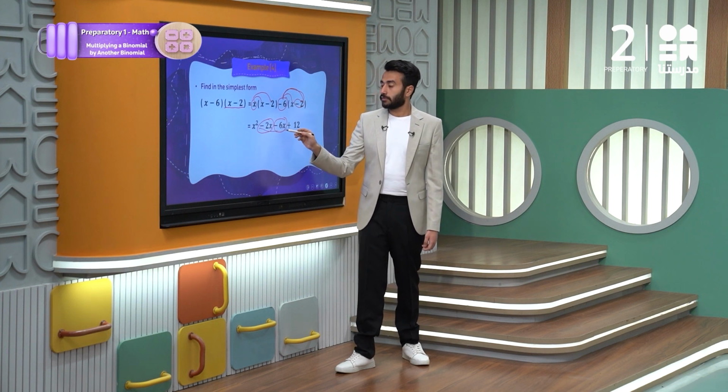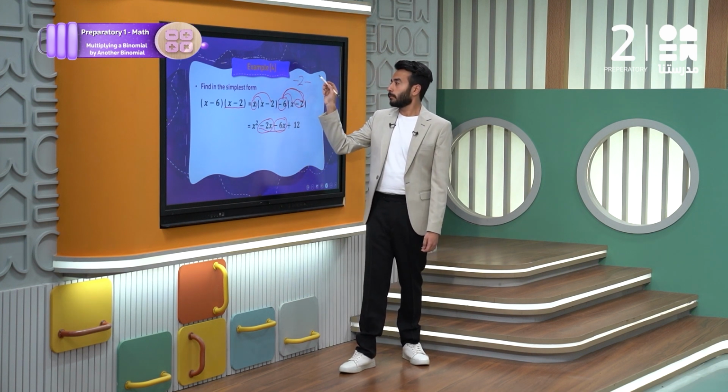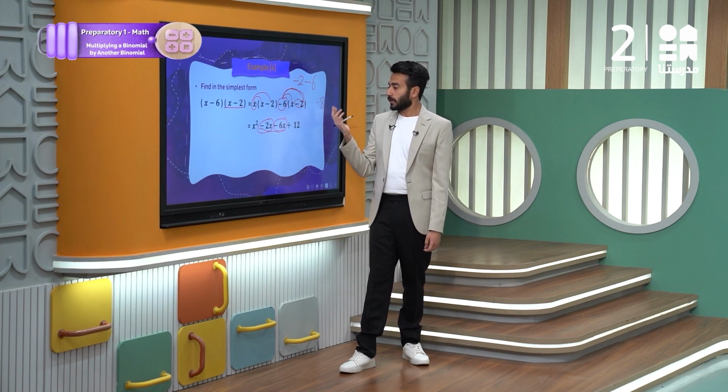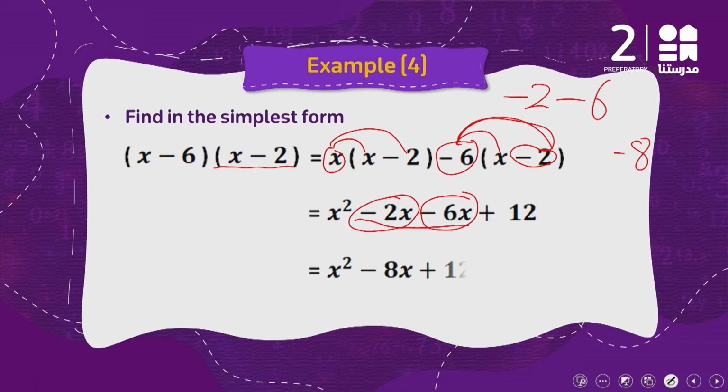Negative 2x minus 6x. You can simply write this one on your calculator, negative 2 minus 6. It will be the answer, negative 8. So simply write here negative 8x. So you have x power 2 and negative 8x, and this is positive 12. This is the answer for multiplying these two brackets.